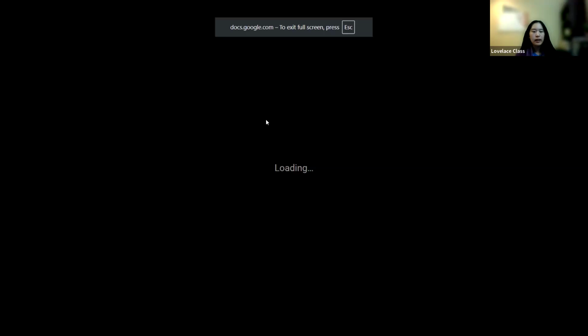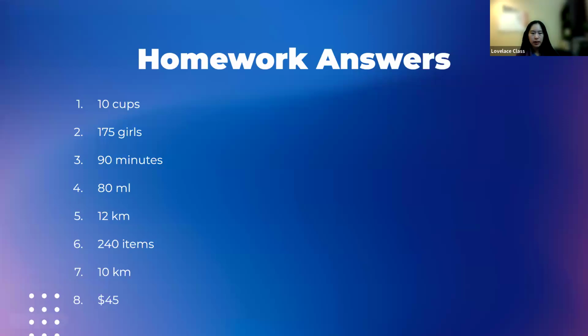We'll start off with the homework. These are the answers to the homework, and I'll pull up the homework and quickly go over how to answer these problems. For those of you who did the homework and want to compare your answers, you can compare to this slide to check if you were right or wrong, and I'll explain how to do each problem.